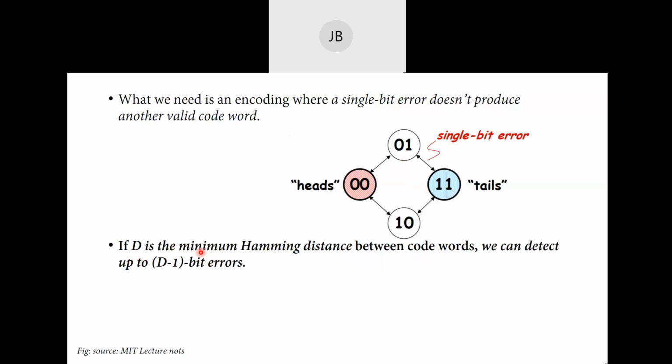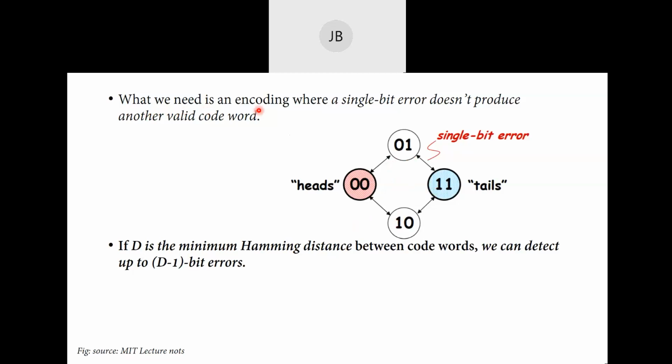So now which of these errors can be detected? See here, if D is the minimum Hamming distance between code words, we can detect up to D minus 1 bit errors. If 2 is the minimum Hamming distance between the code words, then we can detect 2 minus 1, that is 1 bit error. Okay, so that is the idea here as well as here, because everything here is a valid code word. We cannot detect all the errors in this case.